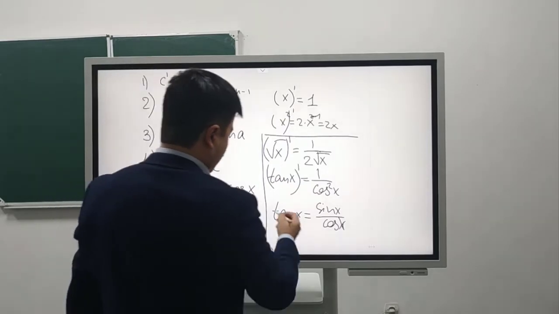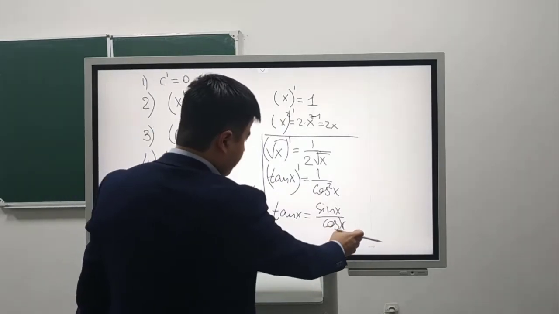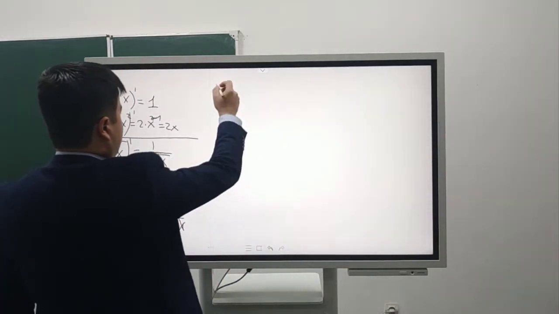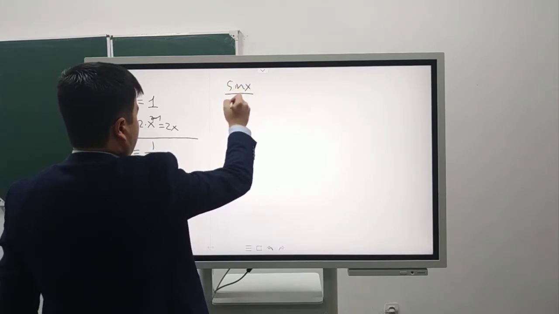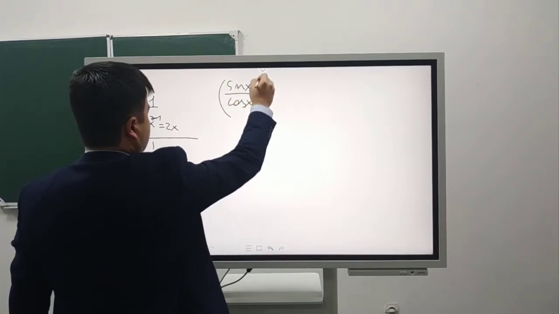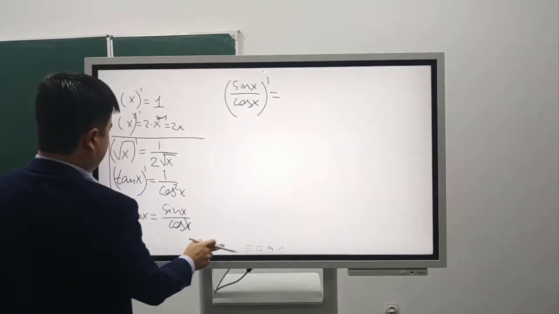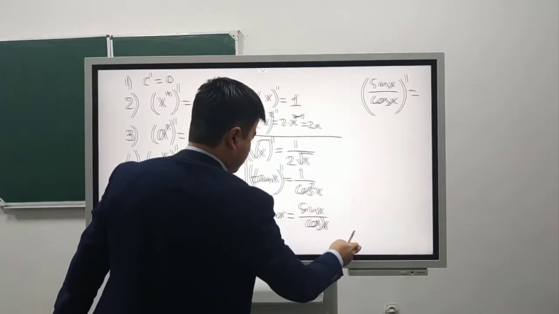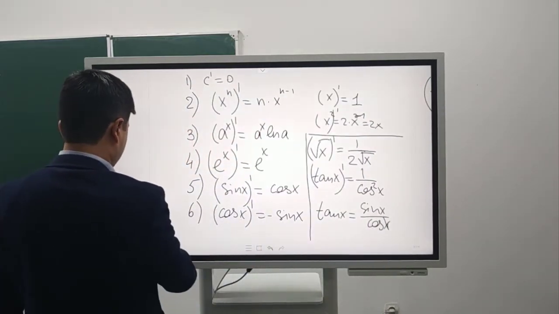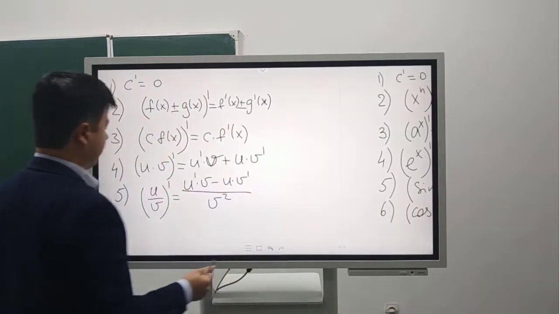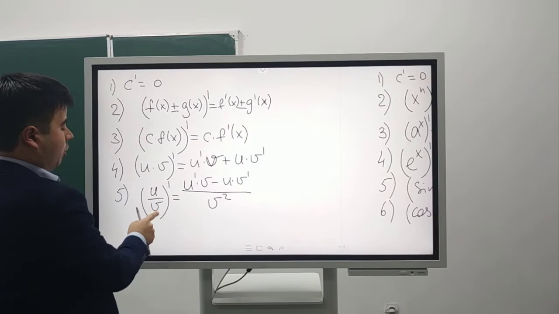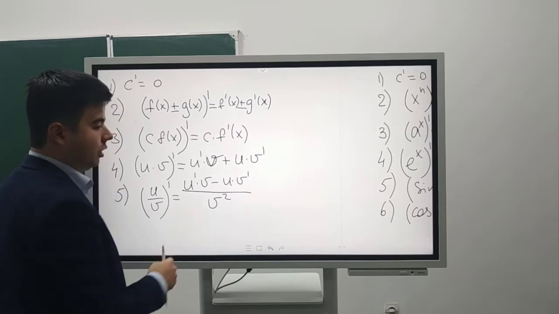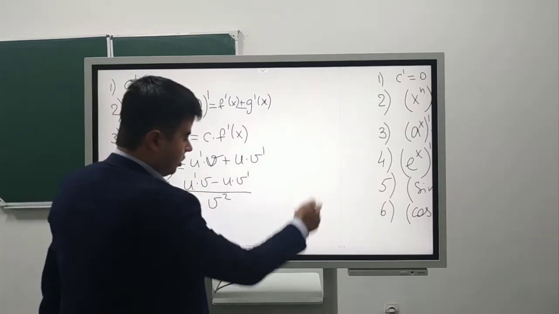So here, what should we do? In this case, so sine x, the ratio of sine to cosine, we will use the rule of division, yeah? The basic rule of finding derivative, u over v. It is u prime times v minus u times v prime over v squared. So let's use this one.